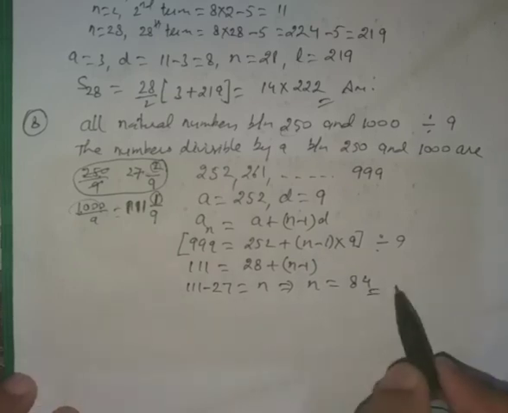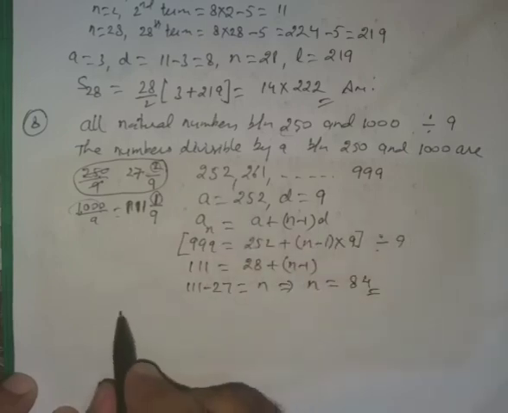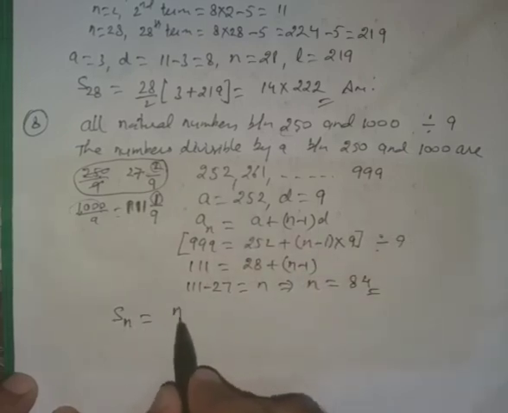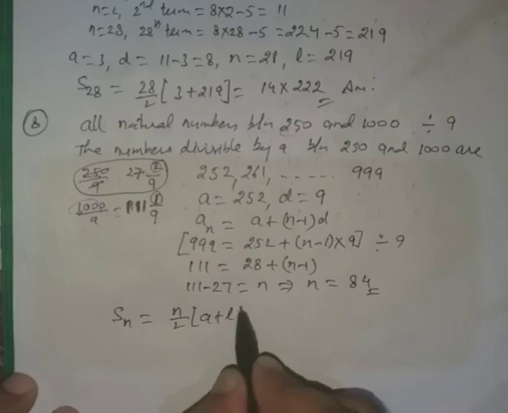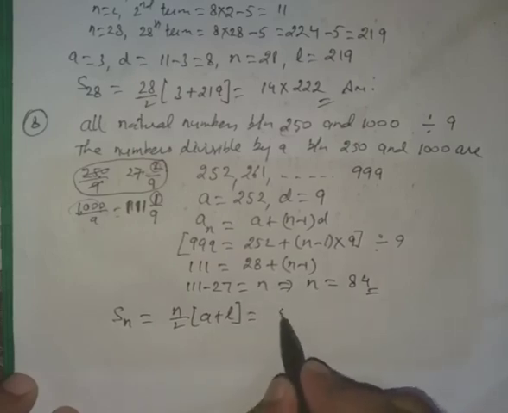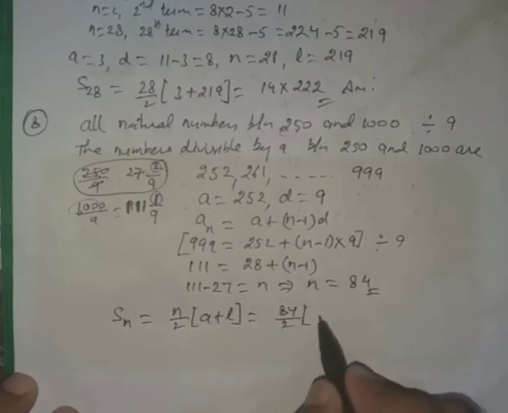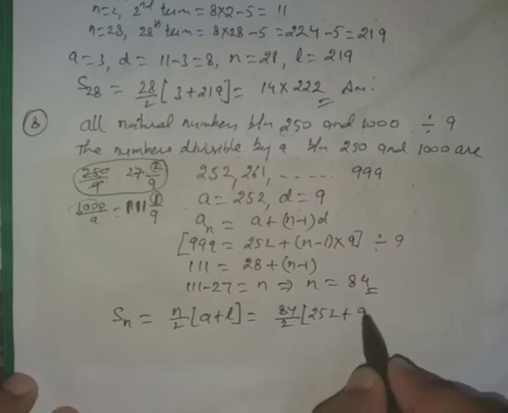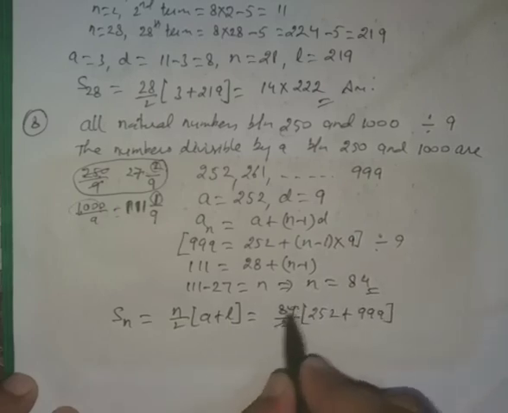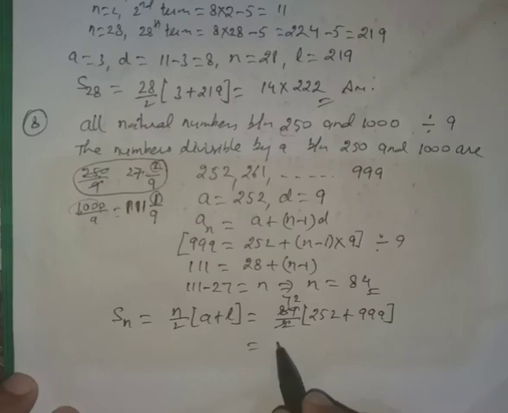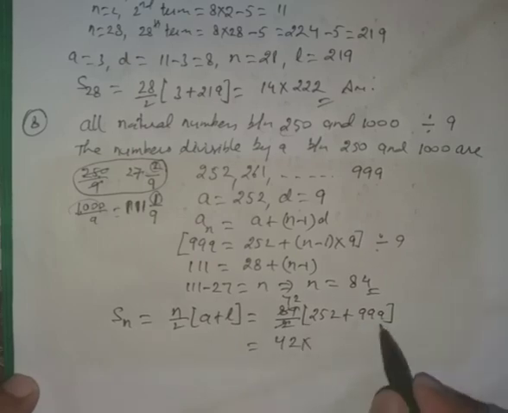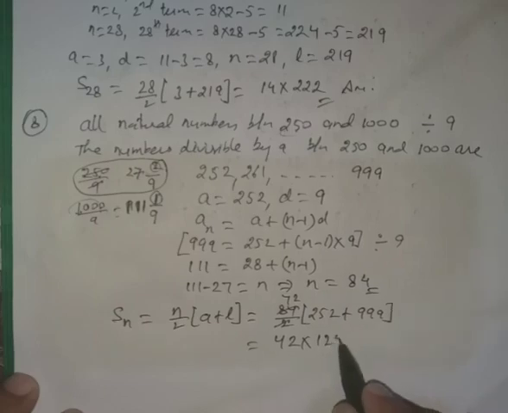Now we can use the formula for the sum. Here we have n, we have the first term, we have the last term. So I am using this formula now: Sn is equal to n over 2 multiplied by a plus l. So that is equal to 84 over 2 multiplied by 252 plus 999. So this will be 42 multiplied by 1251.